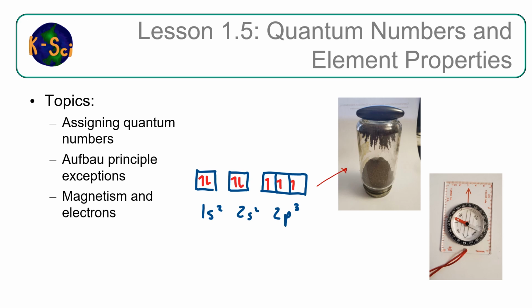So if you recall, there's four quantum numbers that you've learned about. The first one is the shell, right? The second one is the subshell. The third one was the orbital. And the fourth one was the spin, m sub s, right? And so being able to assign all those and then look at how the electrons are all oriented will help us to explain some properties like magnetism.